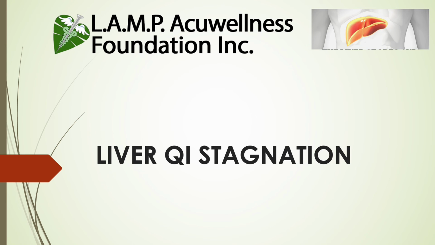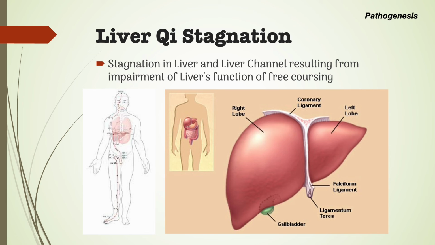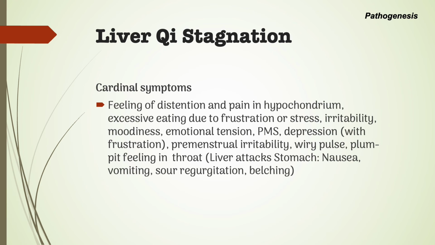Liver qi stagnation. Stagnation in the liver and the liver channel resulting from impairment of liver's function of free coursing. Cardinal symptoms: feeling of distension and pain in the hypochondrium, excessive eating due to frustration or stress, irritability, moodiness, emotional tension, PMS, depression with frustration, premenstrual irritability, wiry pulse, plum pit feeling in the throat. This is very true in liver attacks the stomach, which is manifested by nausea, vomiting, sour regurgitation, and belching.